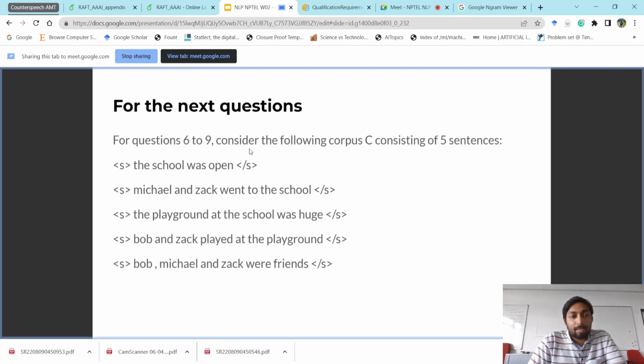So next, there are questions 6 to 9, and this is the corpus that we'll be using. I will return to the corpus if necessary. Here you see that we have already added the starting and ending token. So these are already present, so you do not need to add them. And this has 5 sentences. Let us move to the first question.